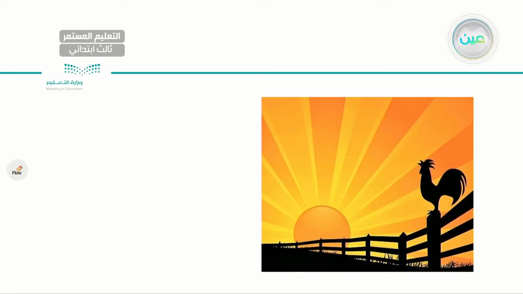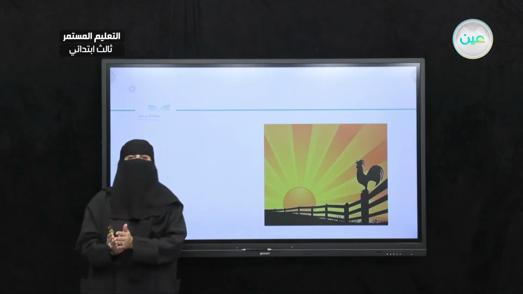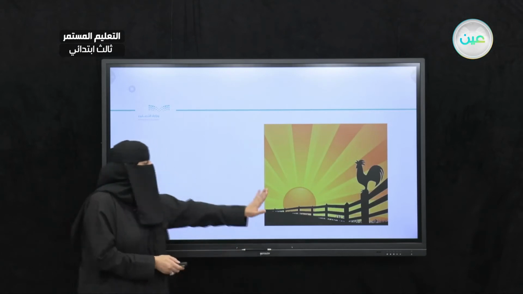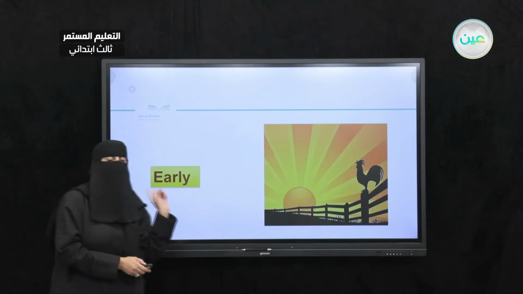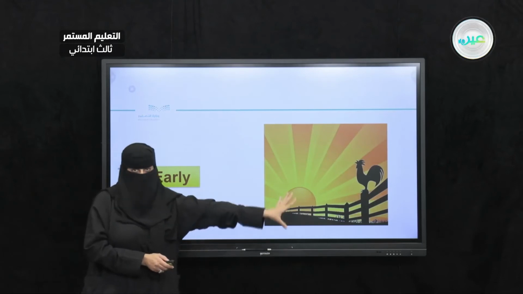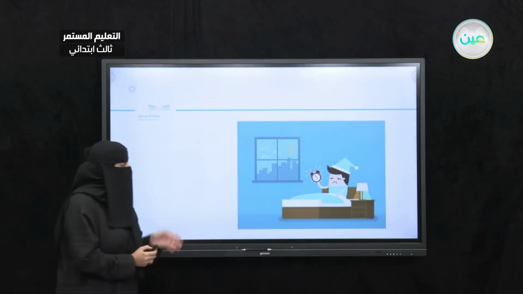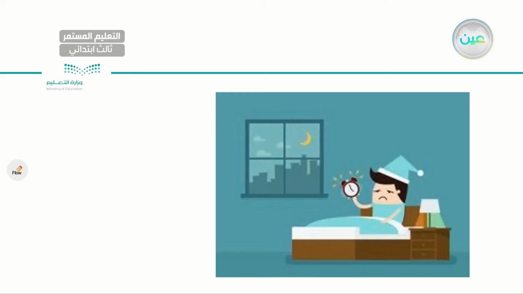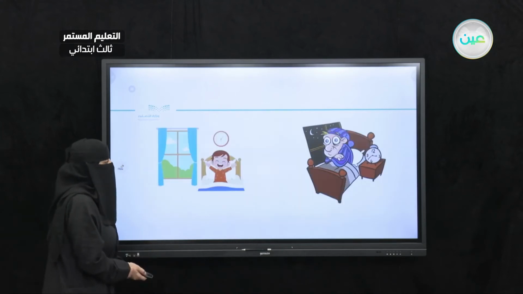Now, look at this picture and tell me, can I describe this picture by early or late? What do you think? Very good. The correct word is early. It describes this picture so well. How about this one now? He obviously cannot sleep. He's looking at his watch. He is tired. He is late. Very good. So I have early and late. Let's take more exercises about these words.